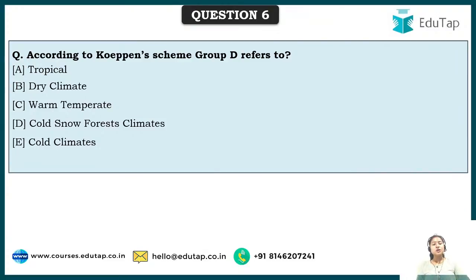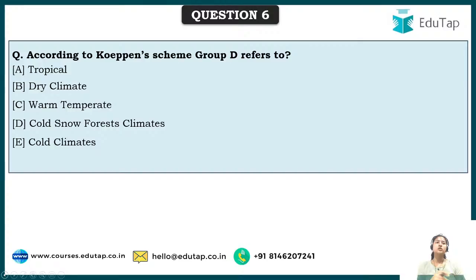Next comes, according to Köppen's scheme, group D refers to. So when we look at what type of climate exists and what type of crops can be grown, at that time one scientist, Köppen, made a particular categorization in which he took into consideration different aspects.